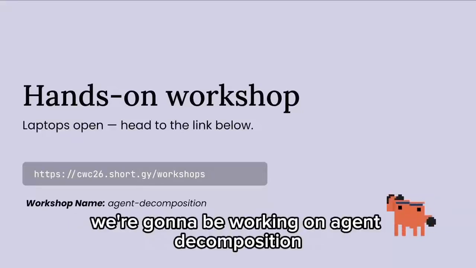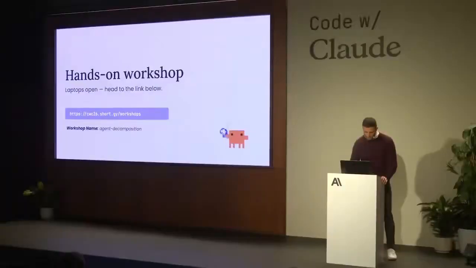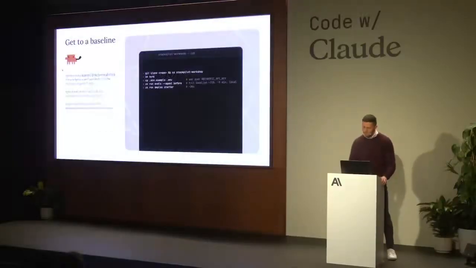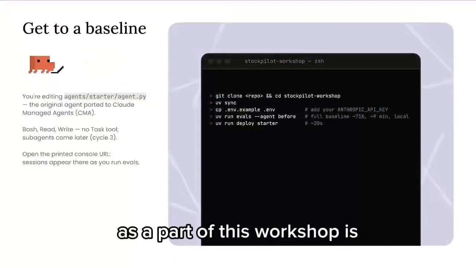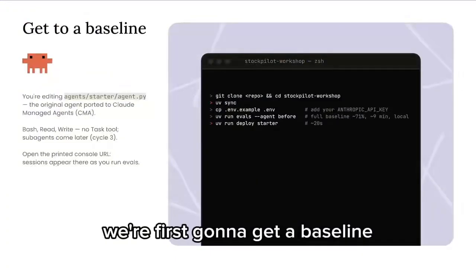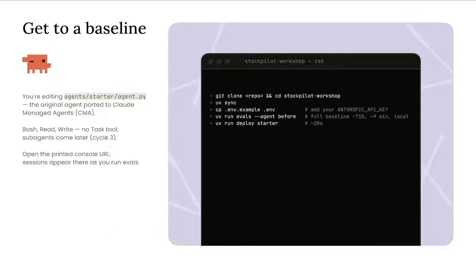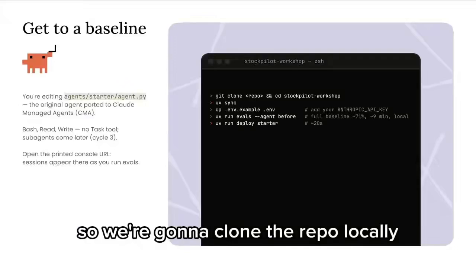Within this workshop, we're going to be working on agent decomposition. So that's going to be the name of the folder that we're actually going to be working within. Great. Let me jump forward here. Perfect. So the first thing that we're going to do as a part of this workshop is get a baseline. So when you open up that link, you'll first clone the repo locally.